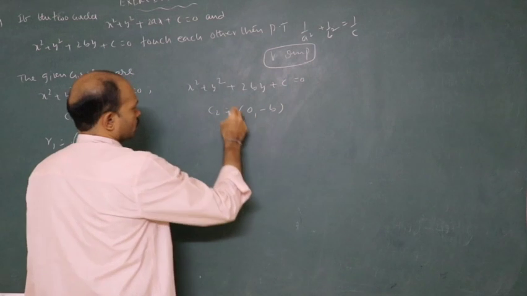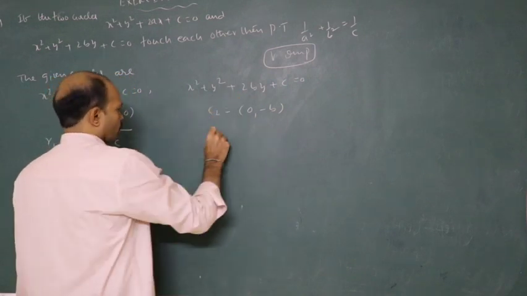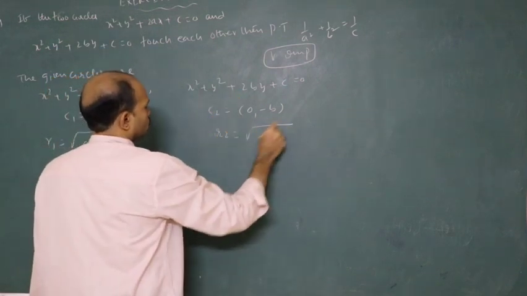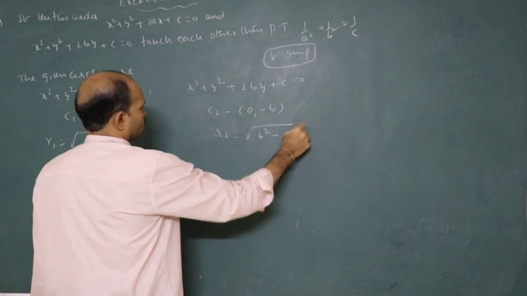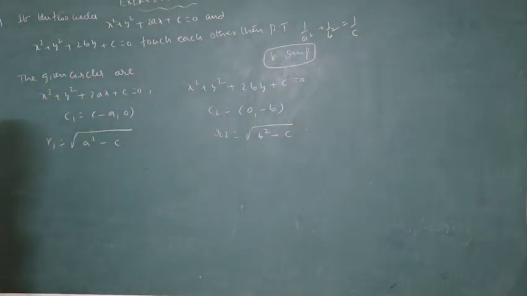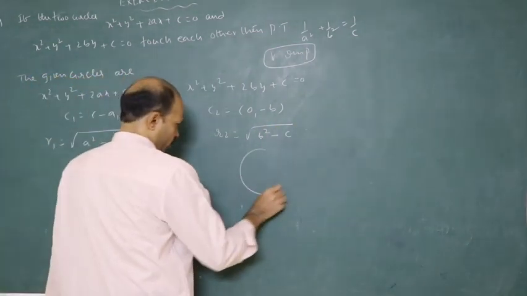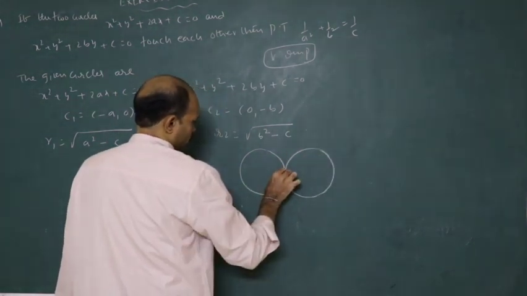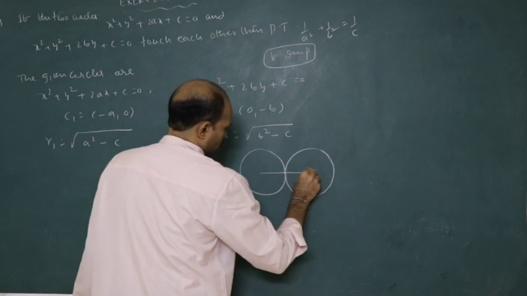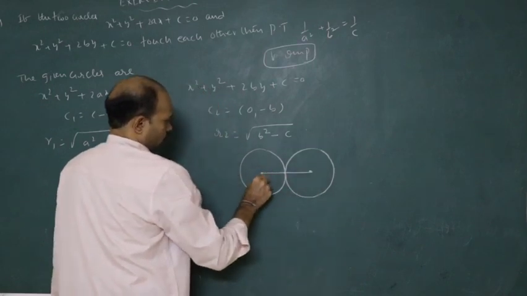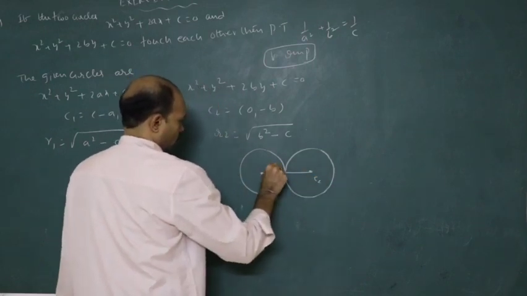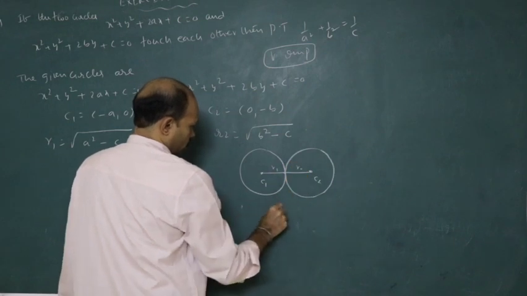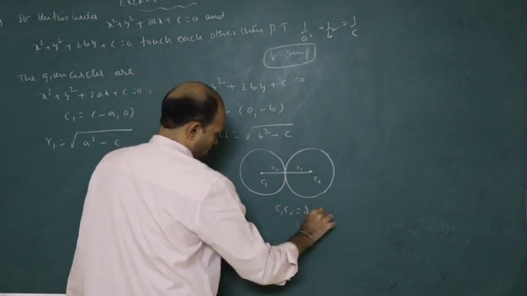0 minus b. X term is missing. And what is radius 2? Root of g square plus f square minus c. Given the same method just like the above, the two circles touch with each other. Then we know the condition C1, C2, R1, R2. C1, C2 is equal to R1 plus R2.